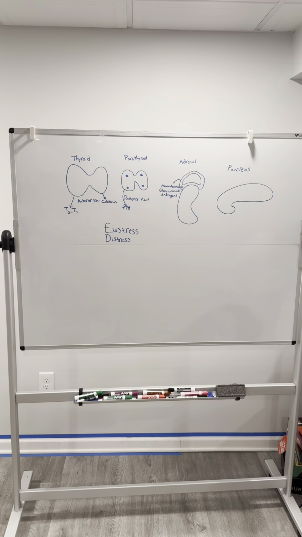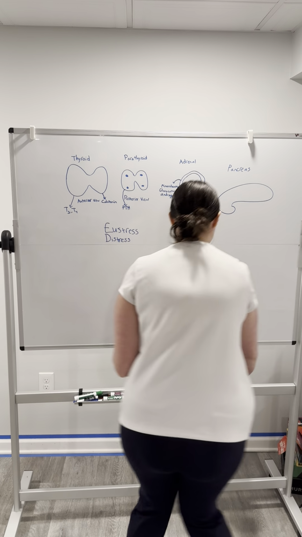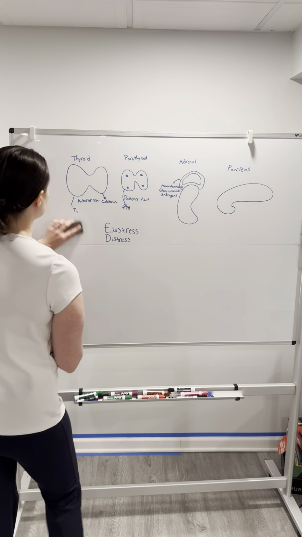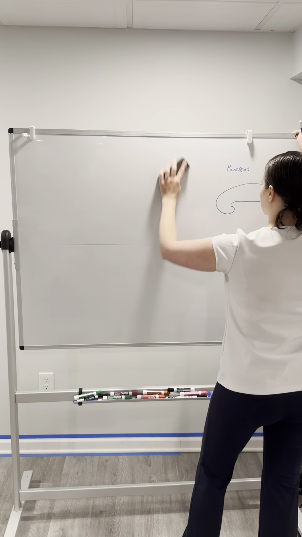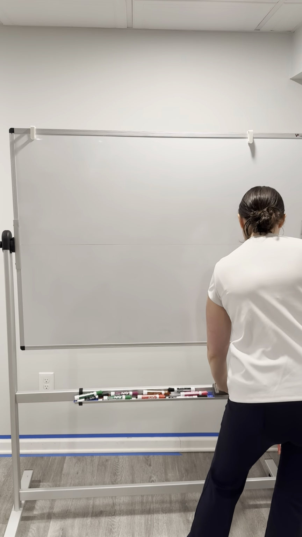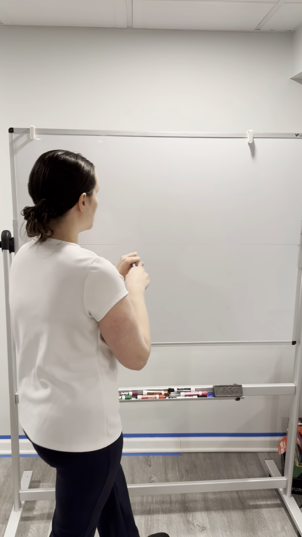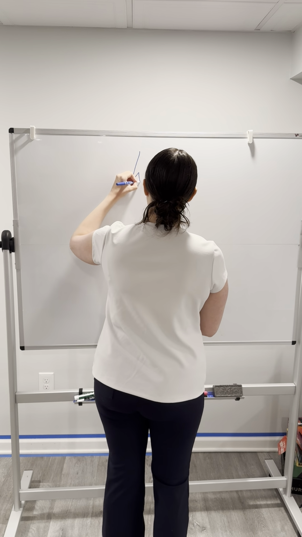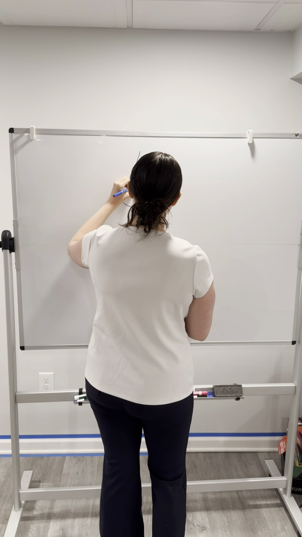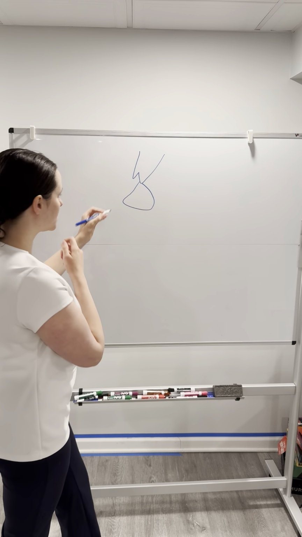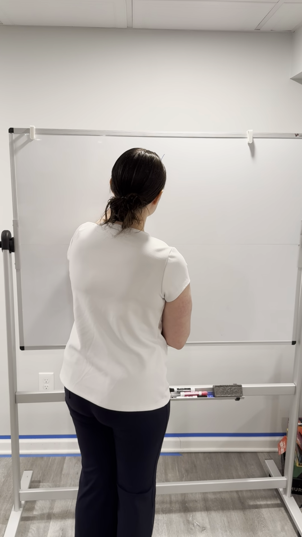In the stress response, there are lots of different things happening. So let me erase all of this. We'll draw a little flow chart here. We have our hypothalamus, we have our pituitary gland. I'm going to draw the anterior pituitary on this side.